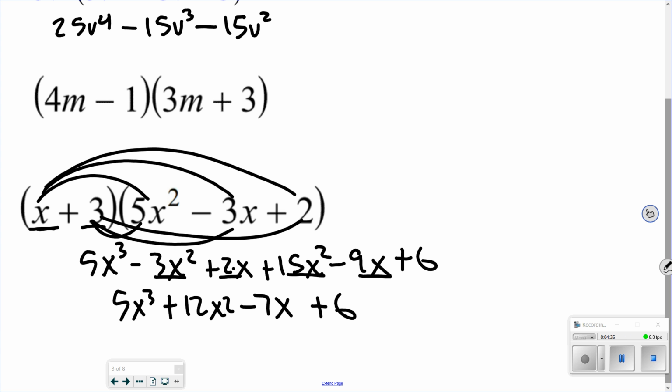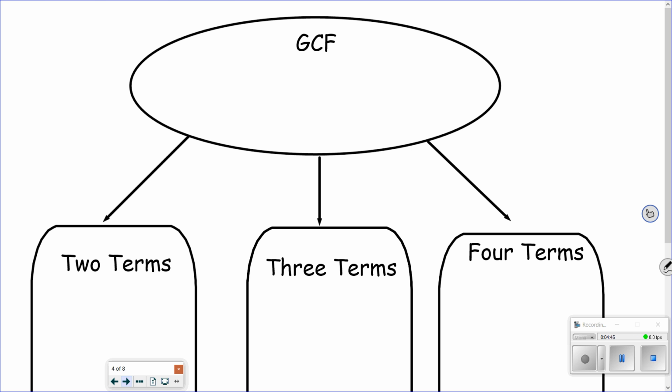Up here on this one, same thing, 4m, that whole FOIL thing. You do the same thing. Just make sure you distribute the 4m all the way through and the minus 1 all the way through, and then combine them. The part that most of us have the hardest time is factoring.